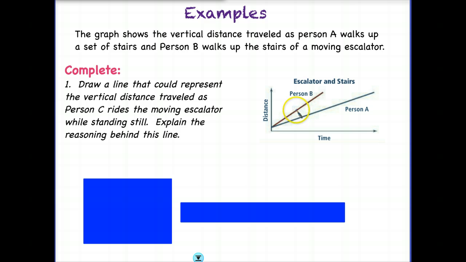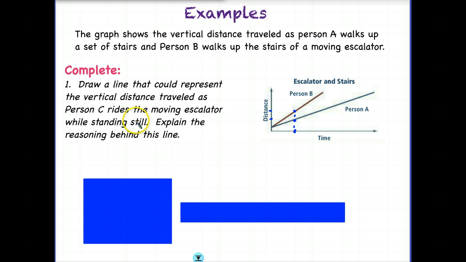So for example, if I were to mark a point here, and mark that all the way down. After X amount of time, we don't know how long that is, maybe that's 2 minutes, person B would have traveled maybe a distance, if we come over here, of 50 feet. Whereas person A, if we come over and mark where he is, he may have only traveled 30 feet. Okay, so we do know that person B is covering greater distance in the same amount of time as person A. So what we want to do is draw a line.